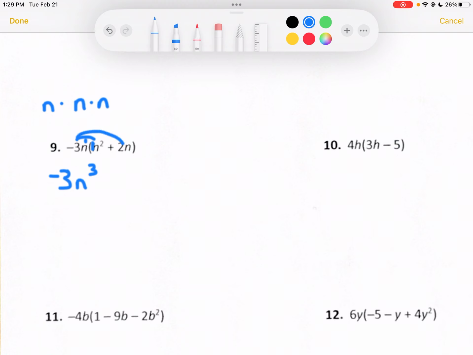If I take negative 3 times 2n, I should get negative 6, and then n times n is n to the second. I can't combine these two things, and so this is my final answer. Now, I said that was an easier one. Let's go to number 4 next.